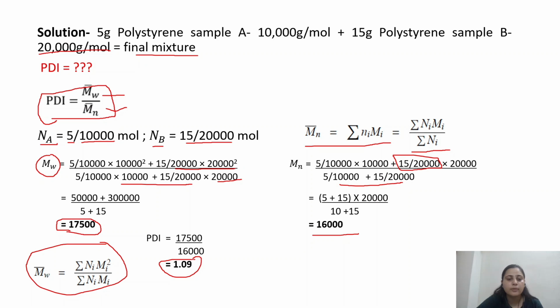This validates the question which we already discussed previously. Here also we got 1.034, which is greater than 1. So this question, whether PDI is equal to 1 or greater than 1, is clearly seen.